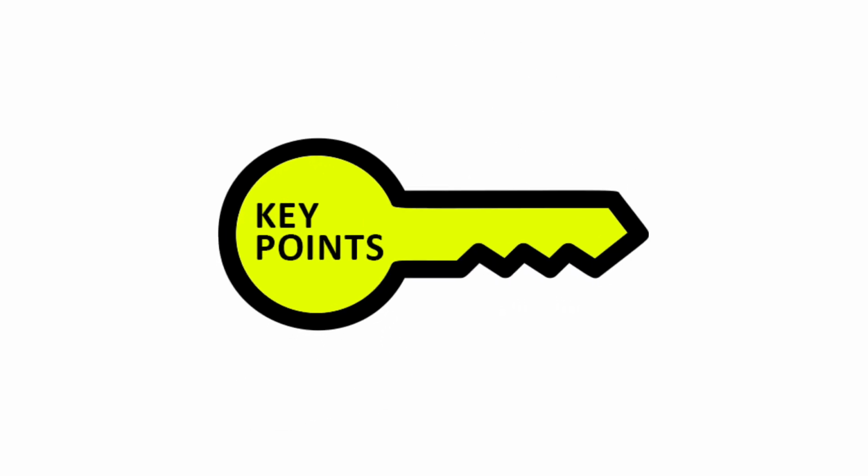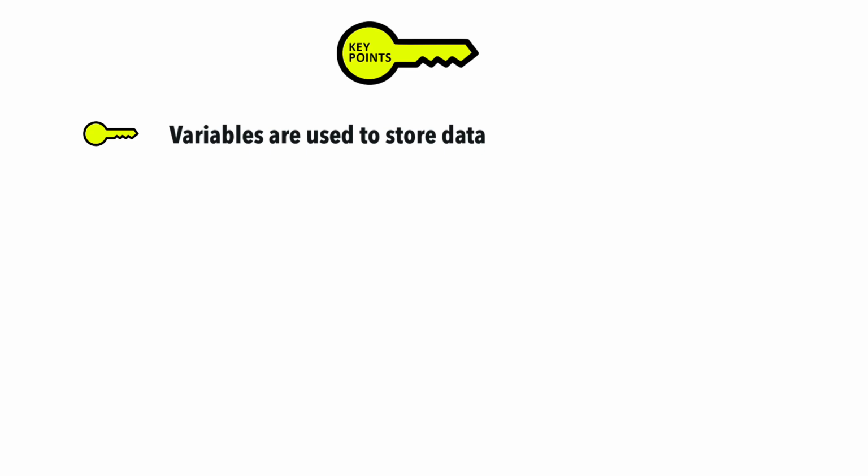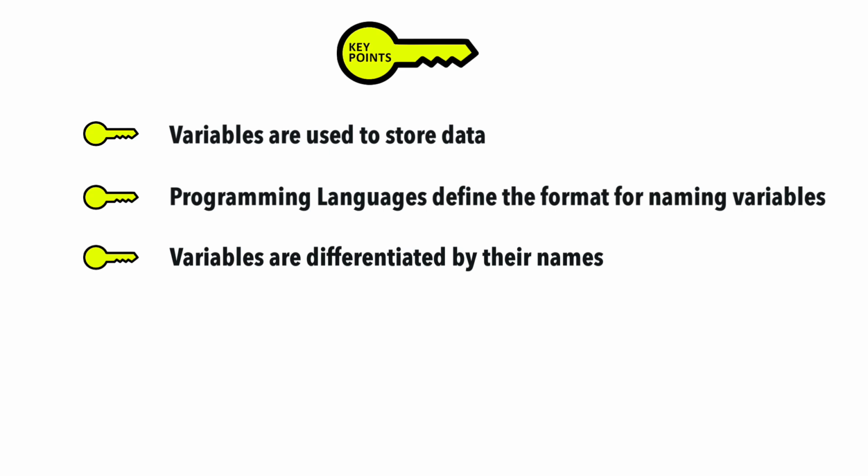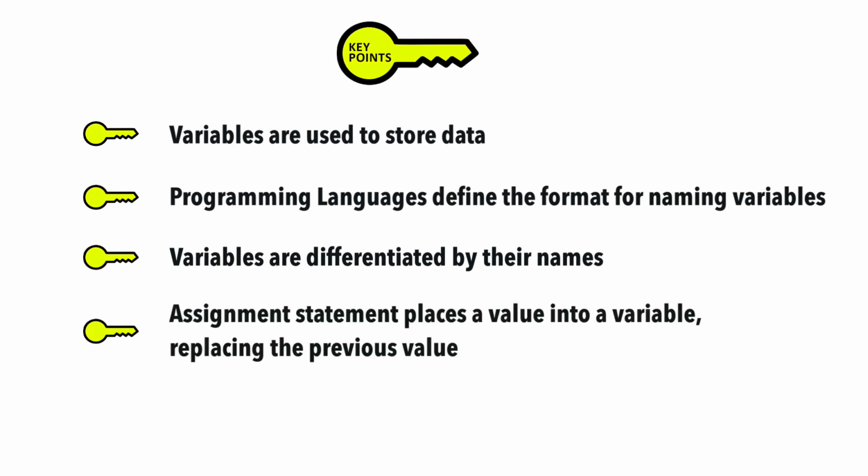Now let's review our key points. Remember, variables are used to store data. Programming languages define the format for naming variables. Variables are differentiated by their names, including the use of capitalization, spaces, and underscores. And finally, an assignment statement is used to place a value into a variable, replacing the variable's previous value with the new value.